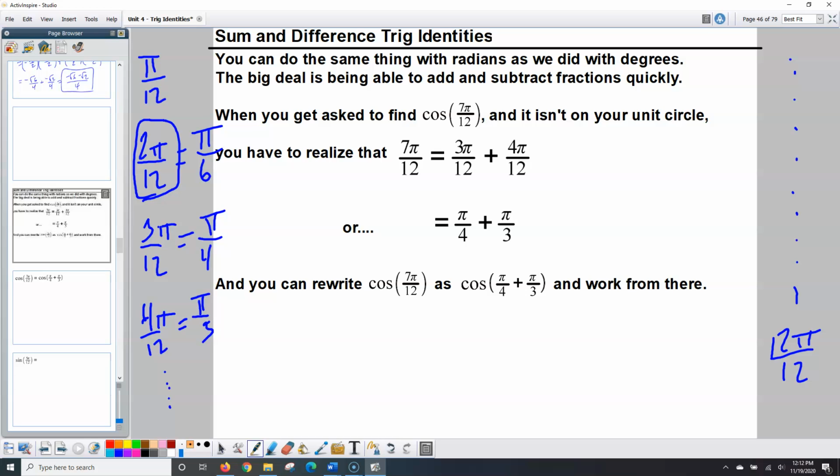Now I would go through and I'd write it up: 5 pi over 12, 6 pi over 12, 7 pi over 12, 8 pi over 12, 9 pi over 12, 10 pi over 12, 11 pi over 12, and 12 pi over 12. I'd write all those down, simplify them so that it'll help you out here in just a second, okay?